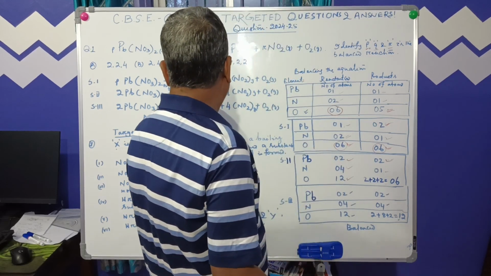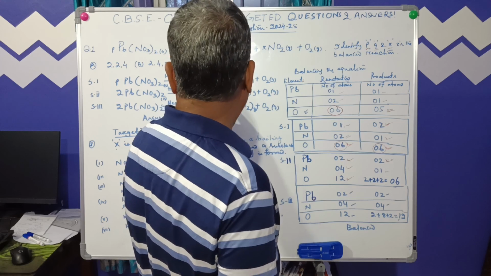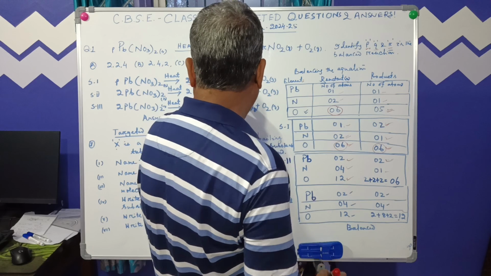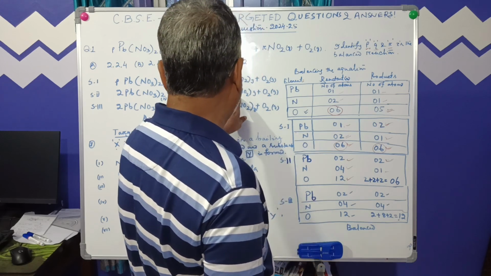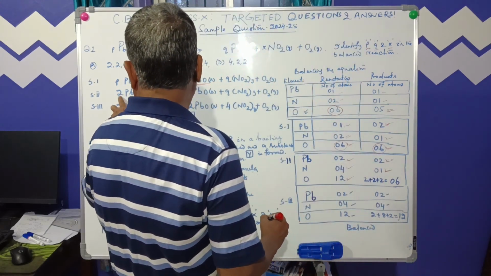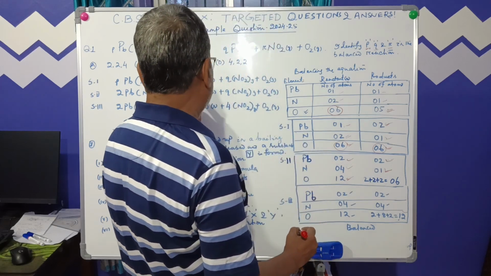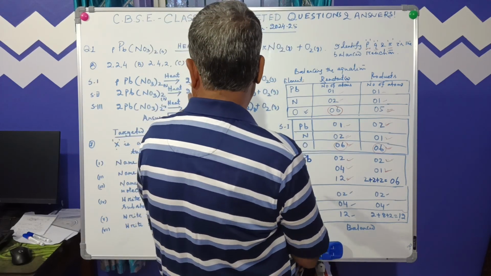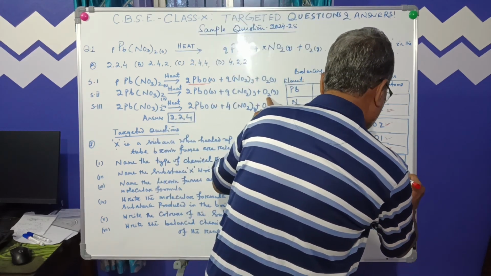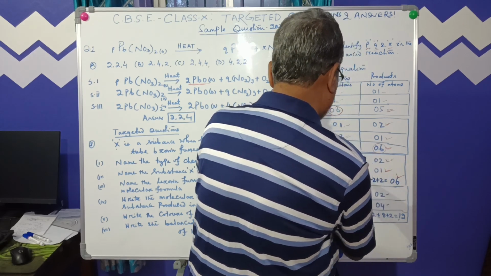Nitrogen here is 4, but on the product side nitrogen is 1, and oxygen is 2 into 3, 6, and 12, oxygen 12. And here in step 2, oxygen is 2 plus 2 plus 2, that is 6. So here 6 and 12, here 2 and 2, and here 1 and 4.